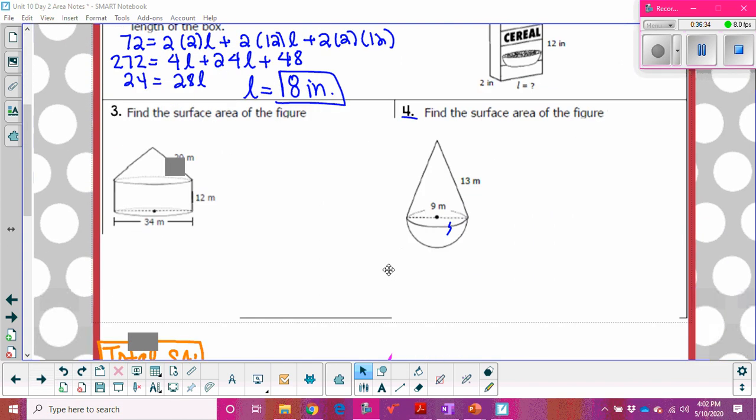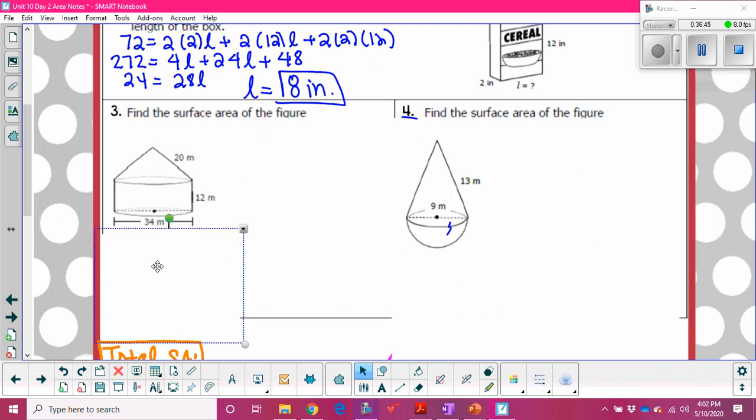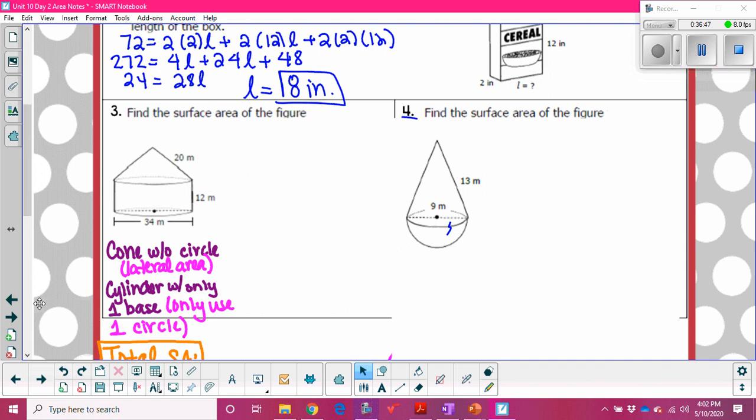Okay, so let's look at number 3. For number 3, you have 2 figures here. You have a cone on top of a cylinder. Okay, so you have a cone without a circle, which is the lateral area, and you have a cylinder with only one base. So in the formula, you're only going to use one circle. So instead of doing 2 times the area of a circle, you're just going to leave out the 2. It's just one circle. It's the one on the bottom, the flat part that's sitting on. Okay, and then we'll add those 2 together to find the total surface area.